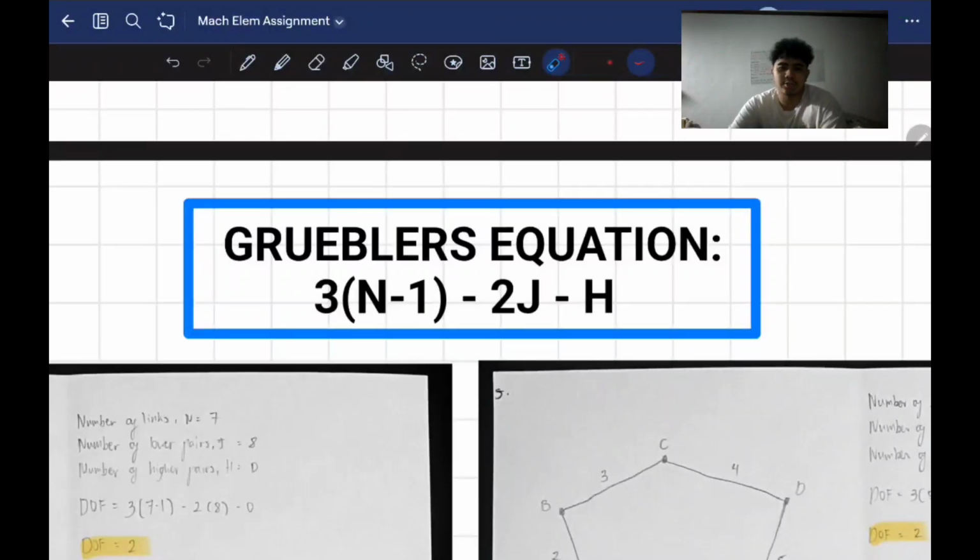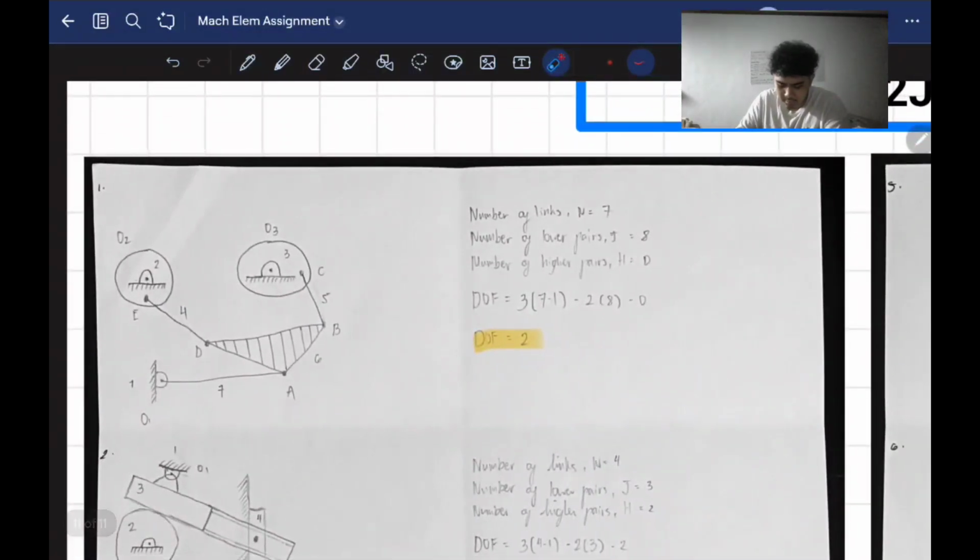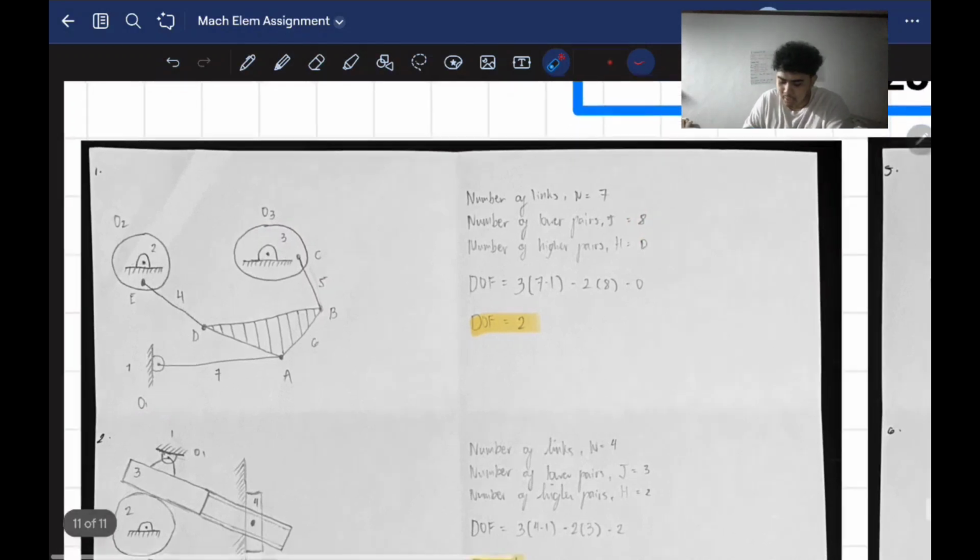Today we're going to discuss degree of freedom or degree of mobility using Grubler's equation as presented. So for number 1, in this mechanism, we can see that there is a total of 7 links and that our floating joints are A to E and our frame joints are O1 to O3, which sums up to 8 lower pairs, and we can see that there are no higher pairs. And putting that into the equation, we get degree of freedom 2.